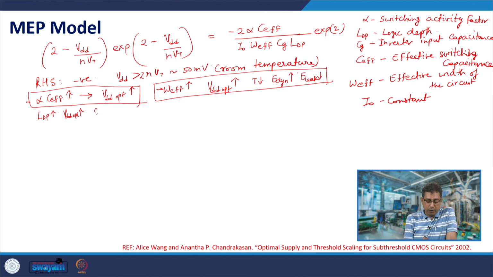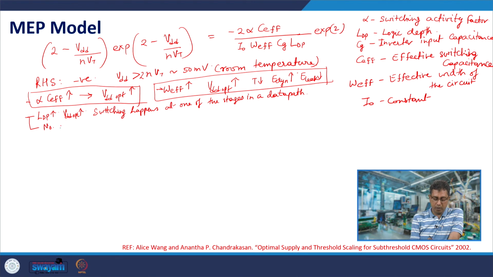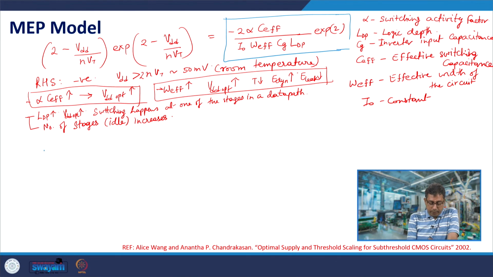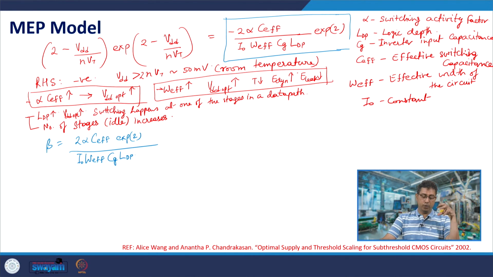Because switching happens at one of the stages in a data path, the number of stages which are idle increases. Okay. So, the leakage increases. Now, let us define this right hand side by beta. So, we are saying beta is 2 alpha C effective exponent of 2 divided by I naught W effective CG LDP. Now, this is a kind of a value which actually determines the optimum VDD.